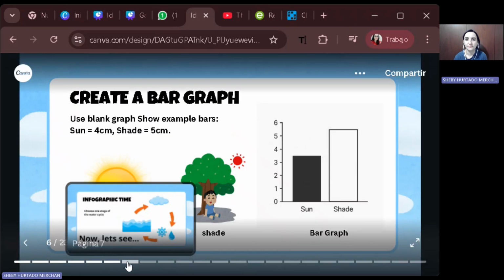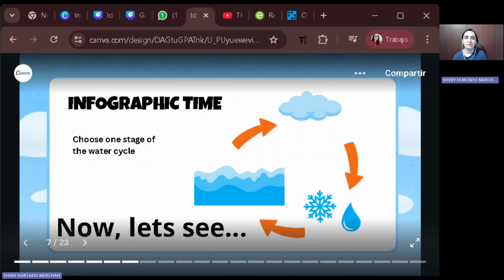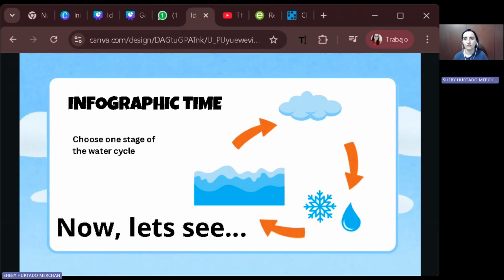Let's continue. Infographic time. You choose one stage of the water cycle, for example evaporation or precipitation, and add a picture, vocabulary, and facts. You can continue at home. This is homework, but you started in class.